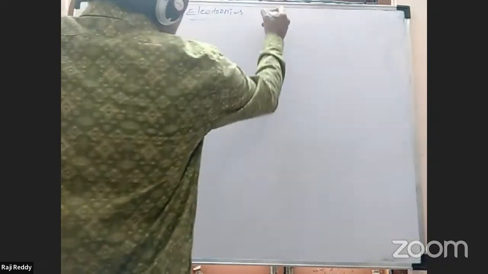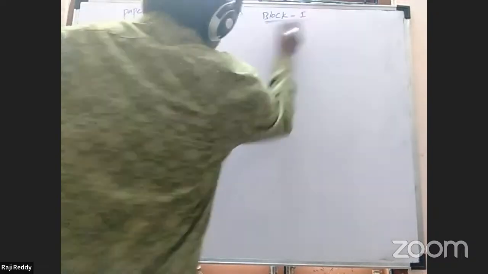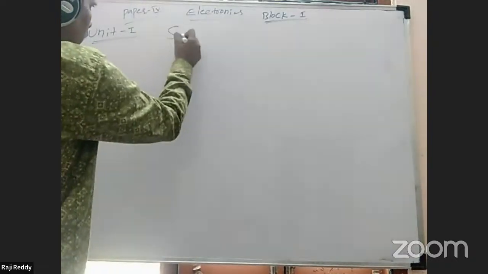Paper 4, Electronics, Block 1. Now again you can go through it, unit 1 onwards. Unit 1 is nothing but semiconductor diodes.